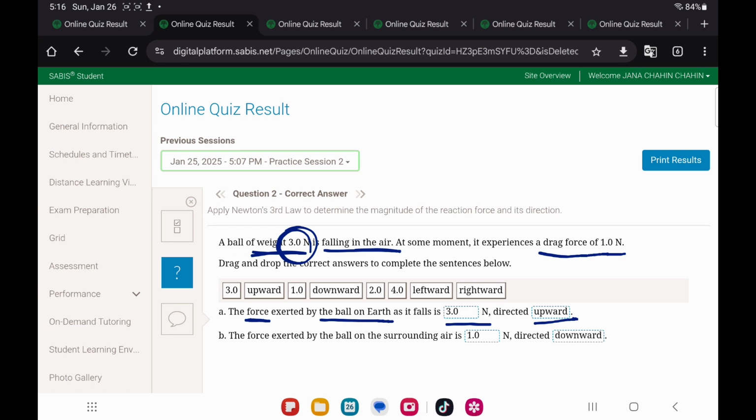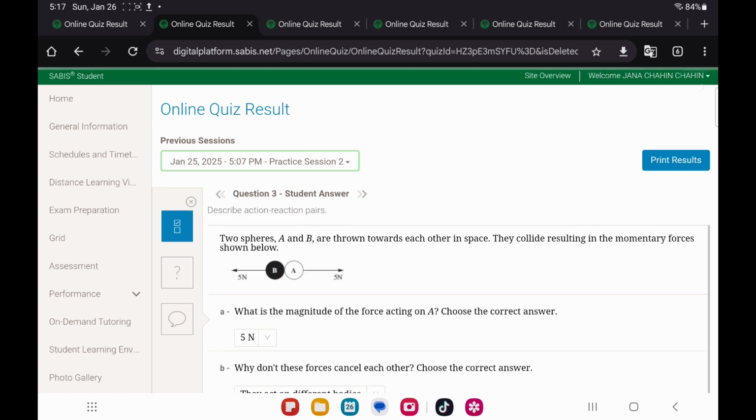So, the second question. The force exerted by the ball on the surrounding air, they told us drag deals with air, is what? How many newtons? They gave us the answer. It's 1 newton, and directed downward. Because how do you get air resistance? Air resistance is when you're free falling or falling down, air pushes up to the surface of the thing that's falling. So it's downward.